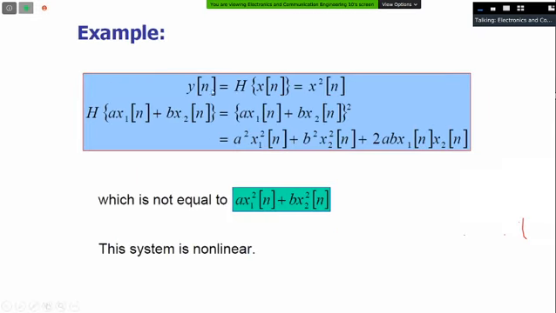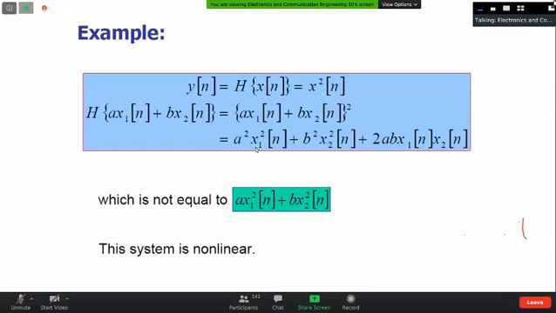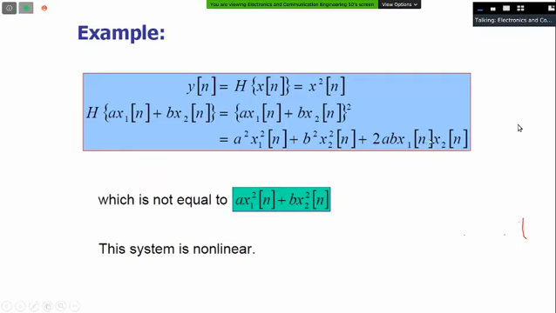Now let us look at this example where yn is equal to x square n. So we know the system, a of y1n plus b of y2n, right? So this must be equal to a of x1n plus b of x2n. Now when you try to do this, this is x square n, so this has to be a of x1n plus b of x2n, the whole square, because this input has to be squared. If you open the square, then you get a square x1n square, b square x2n square. So this extra term will come here. That means this is not a linear system.